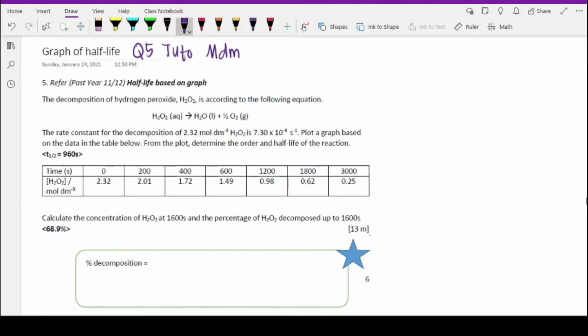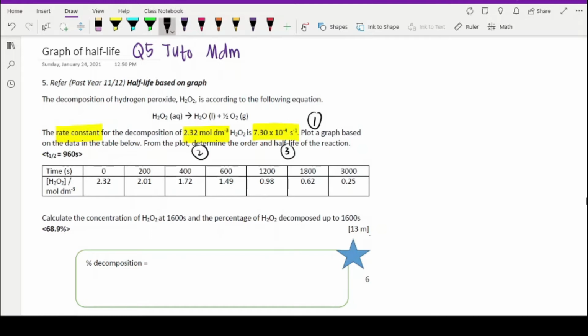The decomposition of hydrogen peroxide is according to the following equation. The rate constant for the decomposition of 2.32 mole per dm cube hydrogen peroxide is 7.30 times 10 to the power of -4 per second. So first, you need to plot a graph based on the data in the table below. And from the table, second, determine the order. And next, determine the half-life of the reaction.